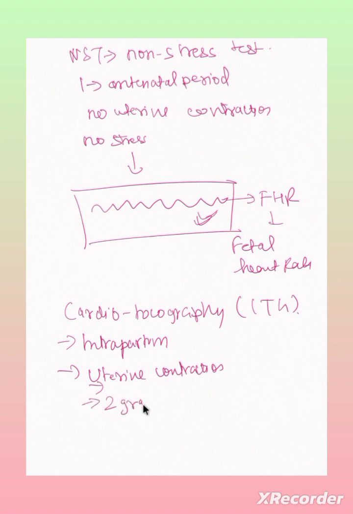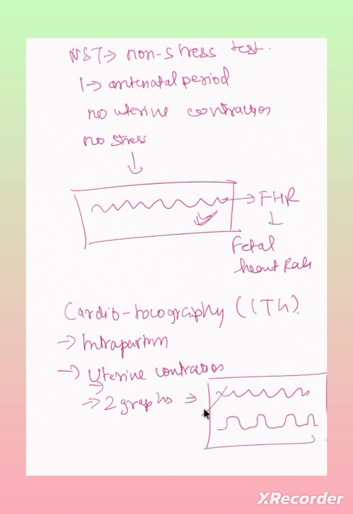Two graphs. One is the upper graph, another one is the lower graph. So two graphs, correct. The upper graph tells us about the fetal heart rate, and the lower graph tells us about the uterine contractions, correct.